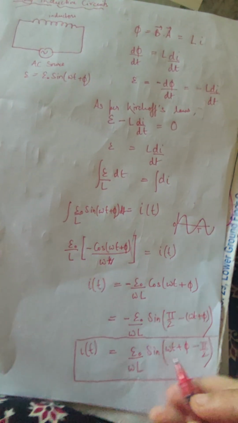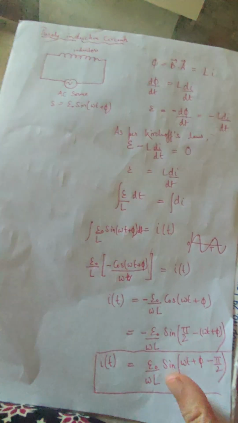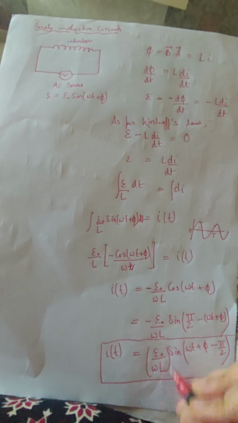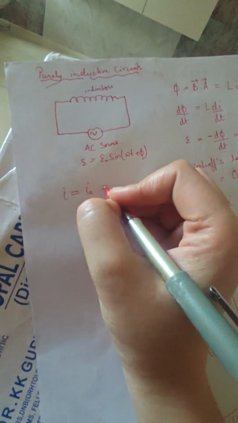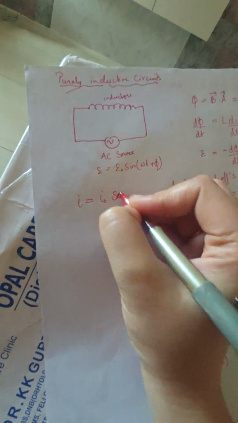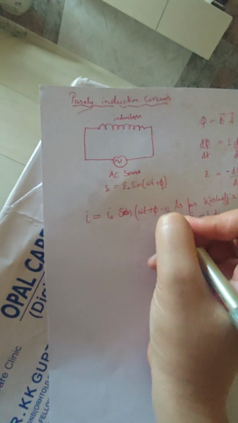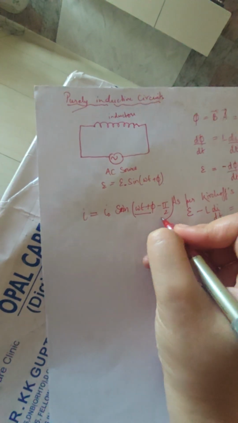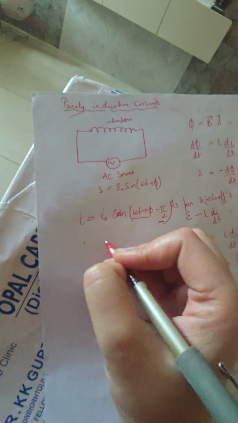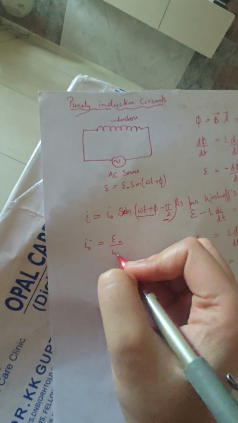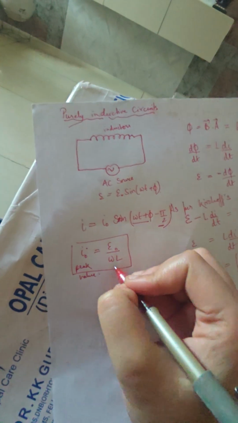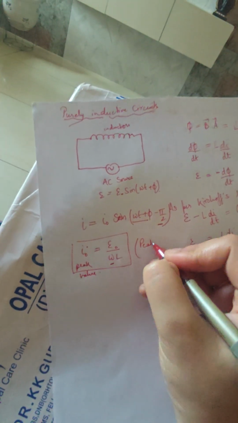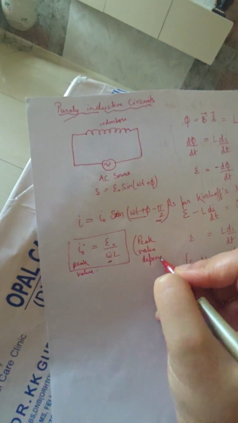Now in this expression, if I relate it with the basic expression with the peak value of the current, I know this is a constant, E naught by omega L. So this is going to be equal to I naught, and I is equal to I naught sine omega t plus phi minus pi by 2. This is the expression, with this extra minus pi by 2 which we are seeing. I naught here is E naught upon omega L. This is the peak value of current, which is coming out to be dependent on omega. Peak value dependent on frequency.